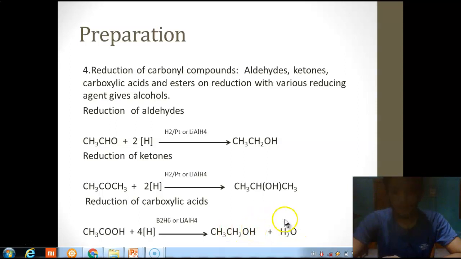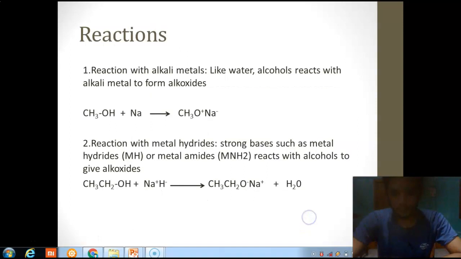Okay, so next we will see the reactions. What are the reactions given by an alcohol?